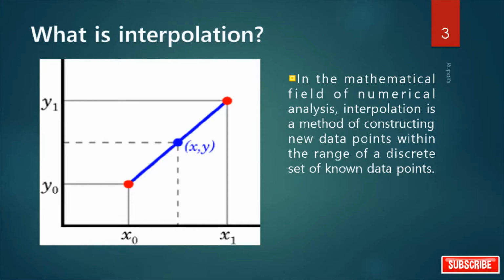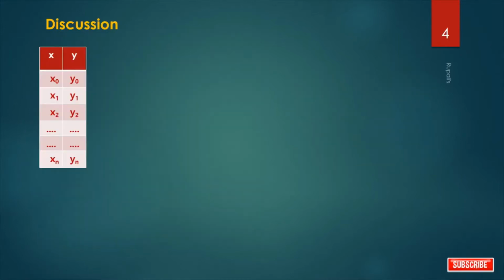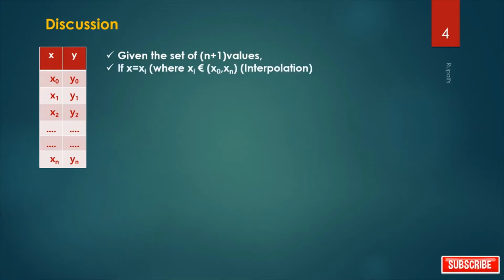In the mathematical field of numerical analysis, interpolation is a method of constructing new data points, say (x, y), within the range of a discrete set of known data points, say (x0, y0), (x1, y1). Discussion. Given the set of n plus 1 values from (x0, y0) to (xn, yn), so total n plus 1 values. If x equals xi, where xi lies between x0 and xn, that is interpolation, meaning there is one x value xi that lies between x0 and xn.